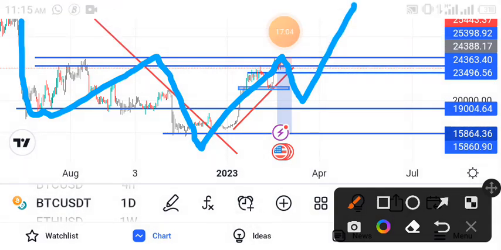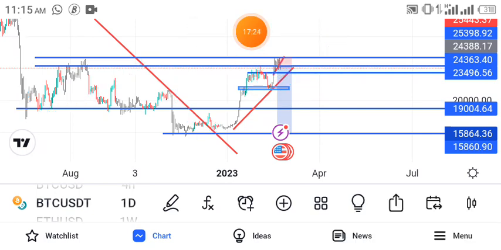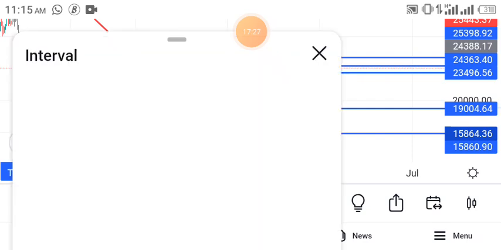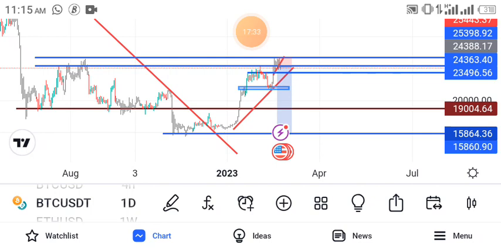Or it can come back to this support again. Let me change the color of this support so you can understand it. This support here, this brown one, it can come there and then go, or it can still break it and go and give us a double top, or maybe respect the head and shoulder. So that is it. That's my analysis on BTC.